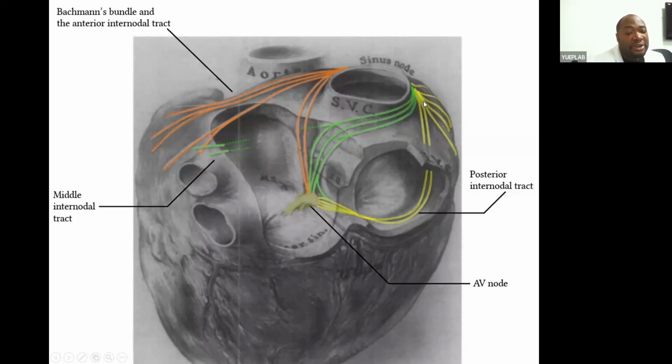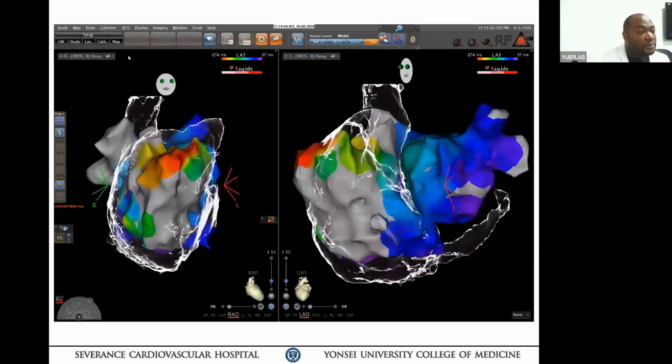Then we have the posterior fibers, which go down along the crista terminalis, around the tricuspid annulus, the area of the slow pathway, and then connect through the coronary sinus musculature across to the base of the left atrial appendage, and then go into the AV node. So this is how the conduction between the atria works.